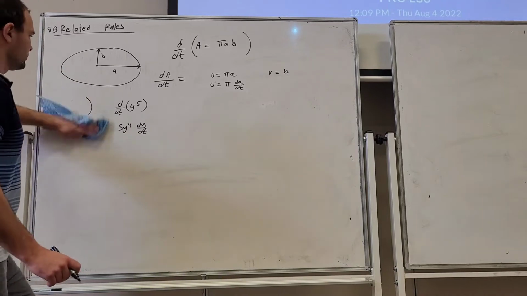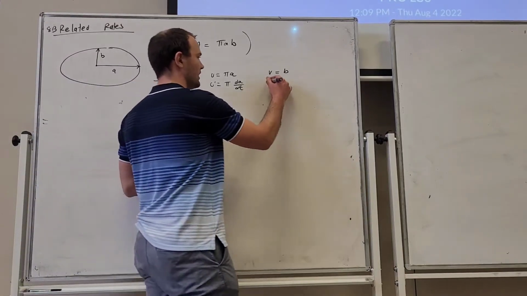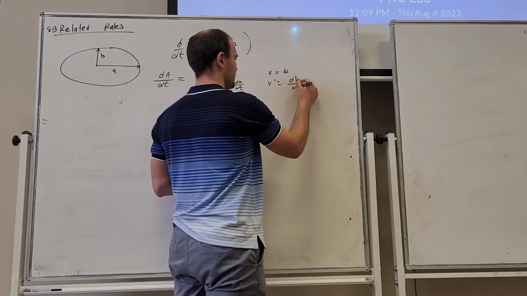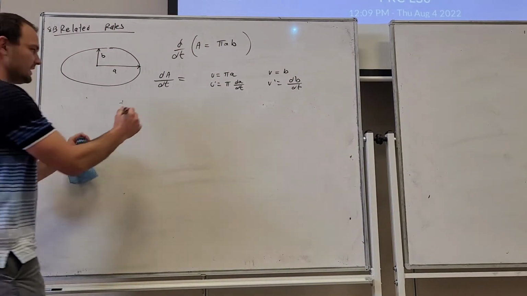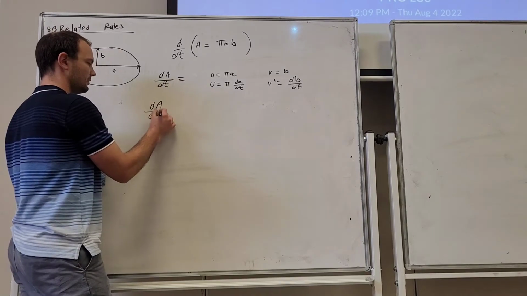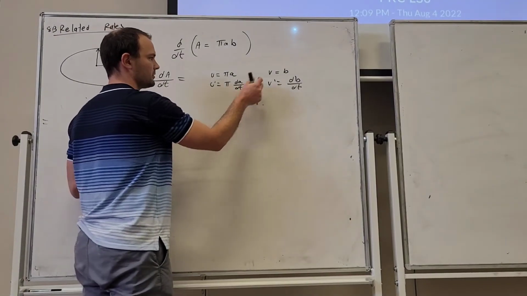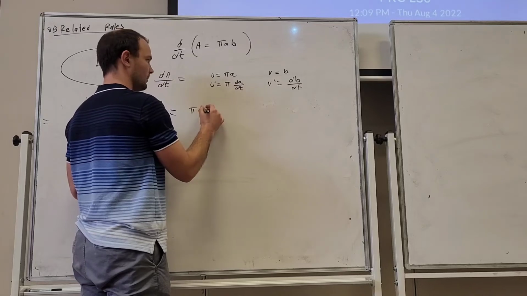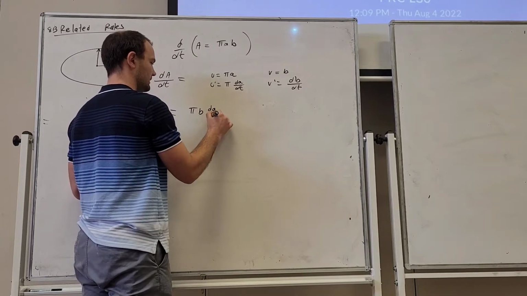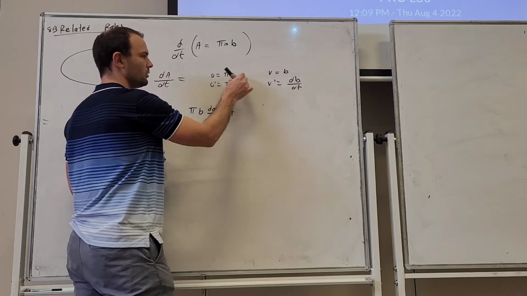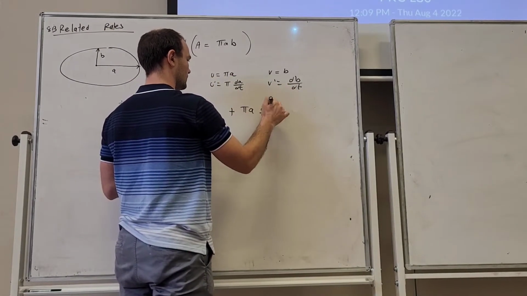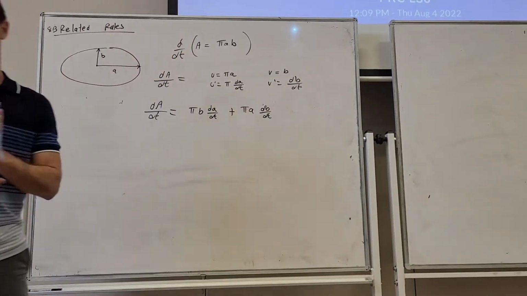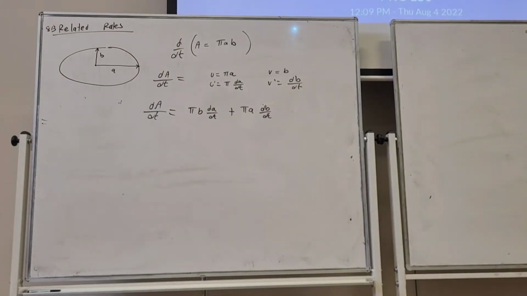So we've got u dash, we've got v. So v dash then is going to be dB on dt. That means dA on dt is going to equal u dash v, pi b dA on dt, plus u v dash. From here, to get what it's telling us to get, we're just going to need to do a bit of factorization and rearrangement.